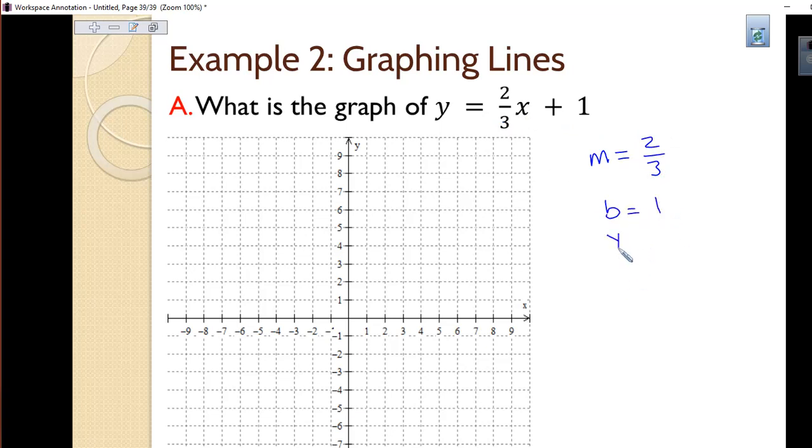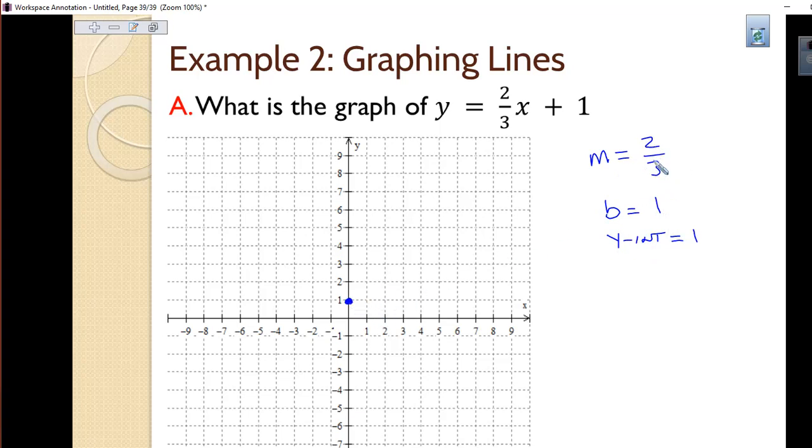So another way to write that is y-intercept, where it crosses the y-axis. So the first thing, this is our starting point. We're going to go to that point. Now it's going to be on the y-axis, the y-intercept, so we're going to go to 1.